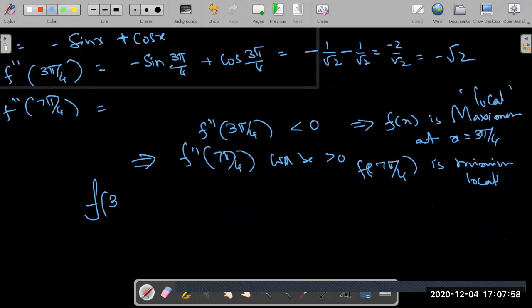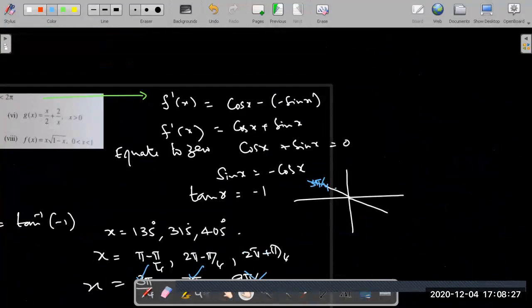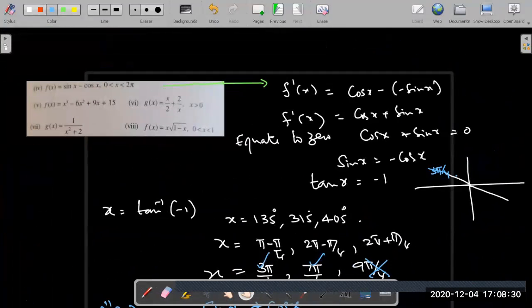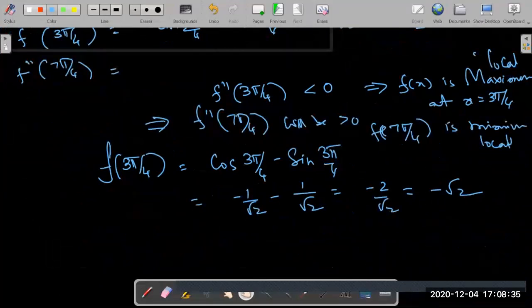F of 3 pi by 4 is cos 3 pi by 4 minus sin 3 pi by 4. Cos 3 pi by 4 is negative, minus 1 by root 2, and this one is 1 by root 2. So this is minus 2 by root 2. This is minus root 2. So let's see whether we have done it correctly. So f of x is sin x minus cos x, not cos x minus sin x. So this is not correct.